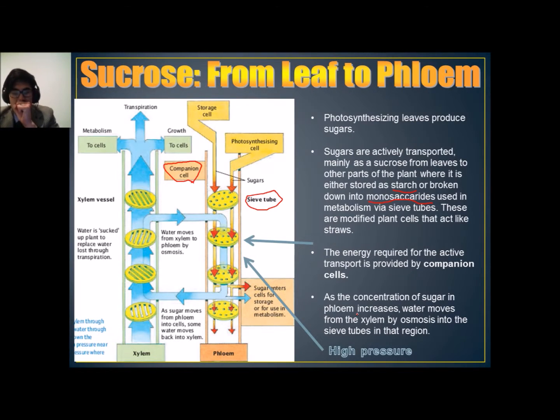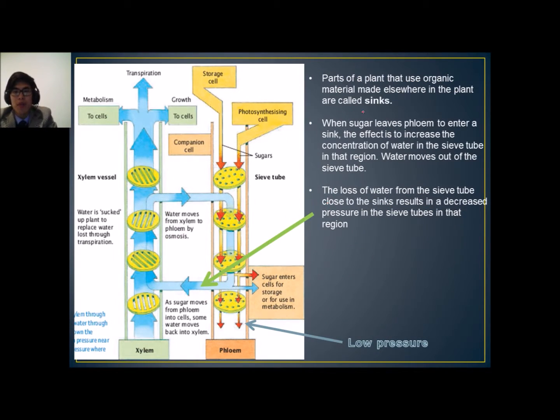So as the concentration of sugar in the phloem increases, water moves from the xylem by osmosis into the sieve tubes in that region. Okay, so as you increase lots of sugar in the sieve tubes here, water will move from this way by osmosis, and it's under a lot of pressure. Now, parts of the plant that use organic material that's made elsewhere are called sinks. So a root cell would be a sink because it's using organic material that's made elsewhere in the plant, from the leaves. When sugar leaves the phloem to enter a sink, the effect is to increase the concentration of water in the sieve tube in that region, so water moves out of the sieve tube.